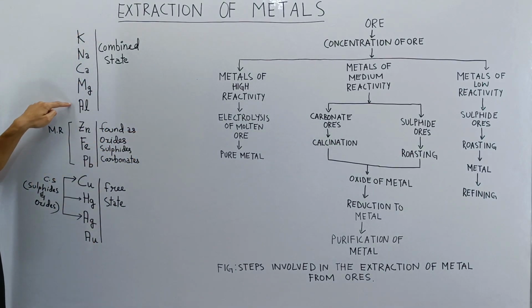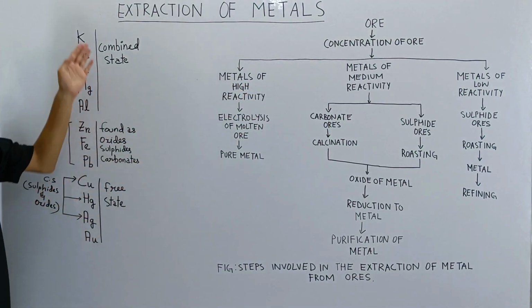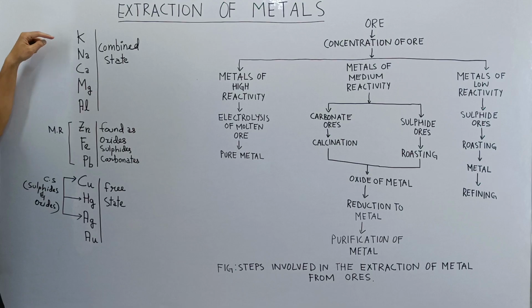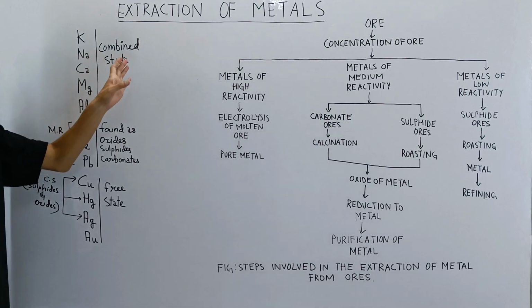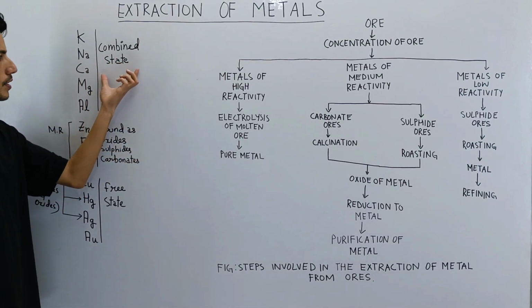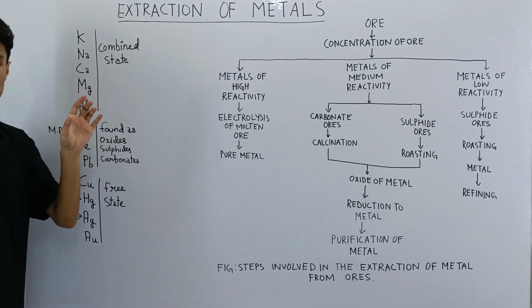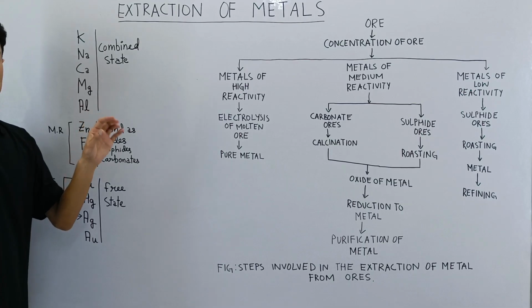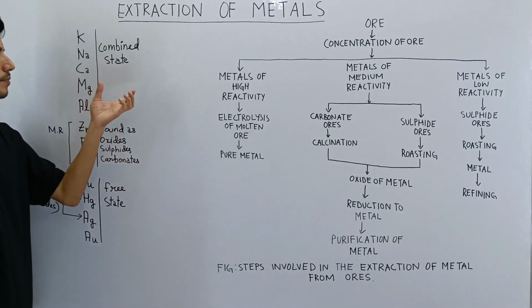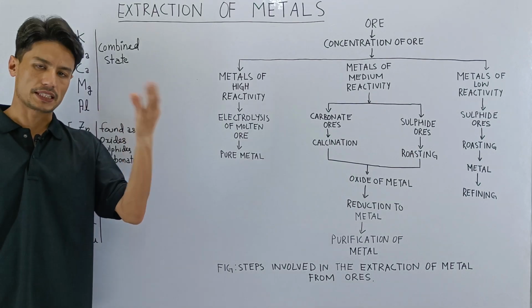Metals of high reactivity. These five metals belong to the first category. These are very reactive elements. The most reactive metal is sodium. So sodium, potassium, calcium, magnesium, aluminum. These five are so reactive that they are only found in their combined state. Remember, metals which are very reactive, you will never find them in their free state. You will always find them in their combined state, always mixed with one or the other metal or element.